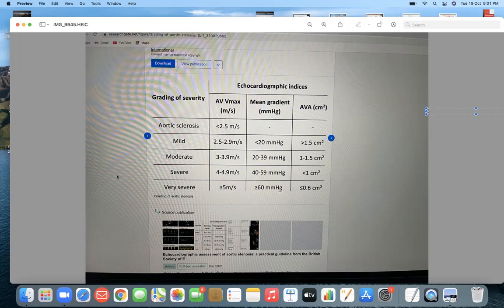transcatheter aortic valve implantation or transcatheter aortic valve replacement. Tell this before the surgical procedure because now this is coming up. Just the name we should know, because this can be done by cardiac catheterization through the femoral area.